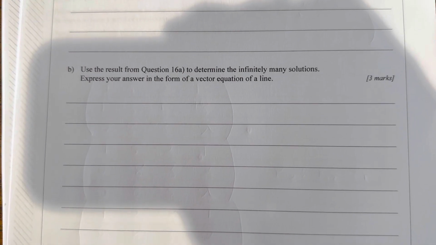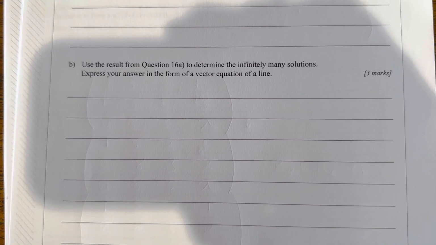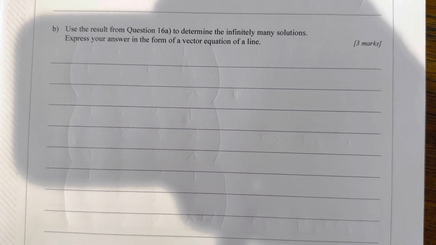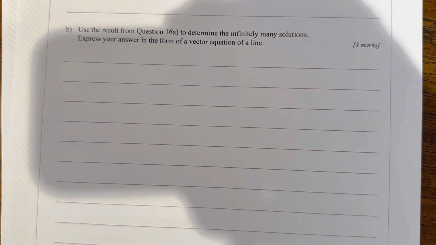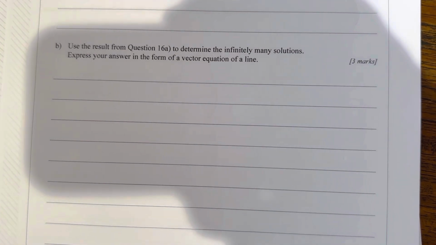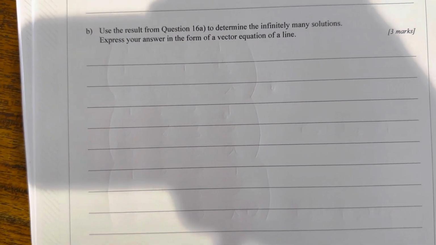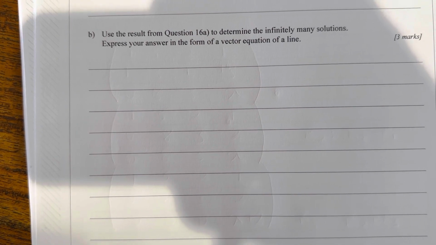Part B. Use your result from part A to determine the infinitely many solutions and express your answer in the form of a vector equation of a line. It's very important there that you note that they want a specific form for the answer, the vector equation of a line.